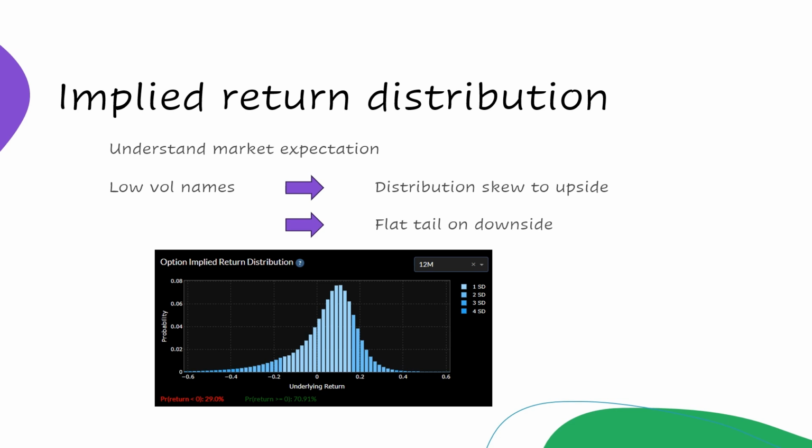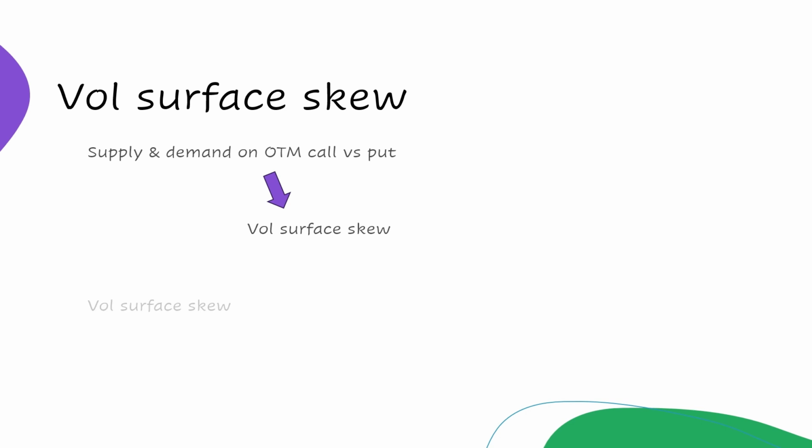This phenomenon is due to low volatility names usually associate with stable upside return, but with some probabilities for big drawdown. The last feature we would like to cover is vol surface skew. Recall from Chapter 4, unbalanced supply and demand on call versus put led to existence of vol surface skew. Therefore, by looking at vol surface skews change over time, we can estimate the supply and demand on upside and downside options and understand the current market sentiment.